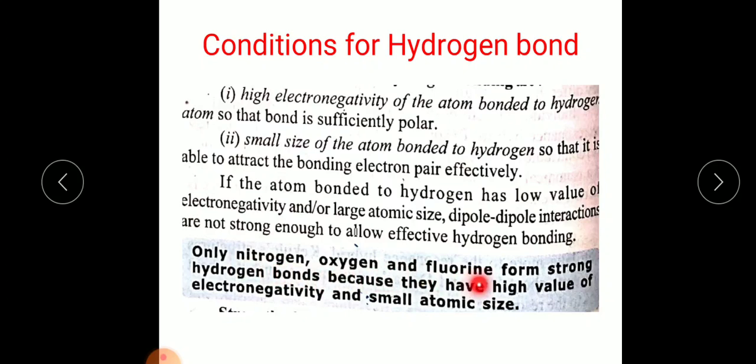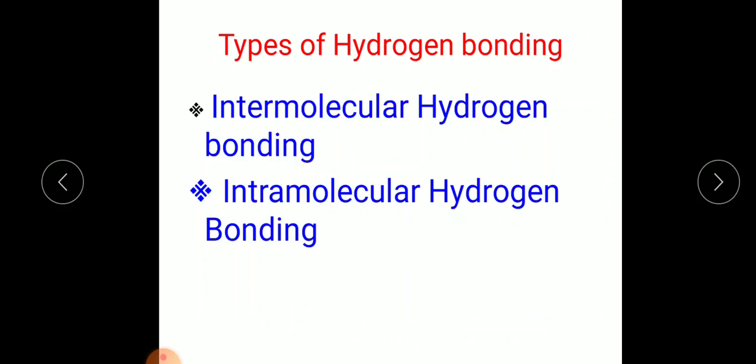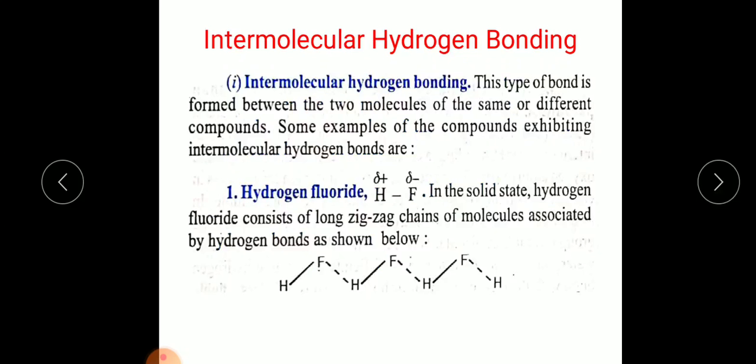Only nitrogen, oxygen, and fluorine form a strong hydrogen bond because they have a high value of electronegativity and small atomic size. There are two types of hydrogen bonding. One we call intermolecular hydrogen bonding, and the other we call intramolecular hydrogen bonding. So first we'll discuss intermolecular hydrogen bonding. This type of bond is formed between two molecules of the same or different compounds.